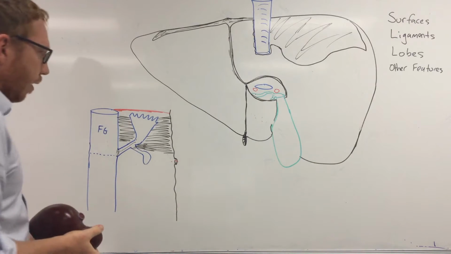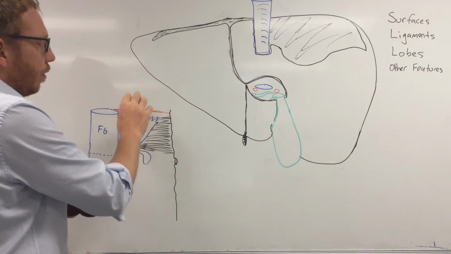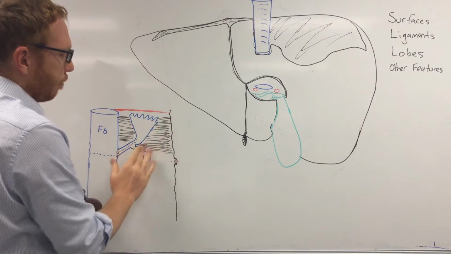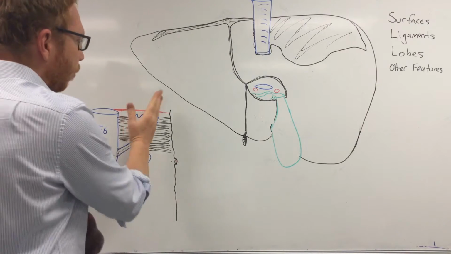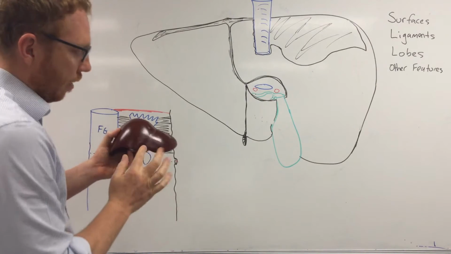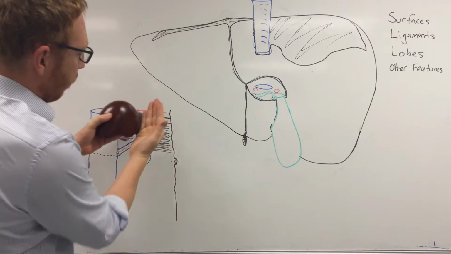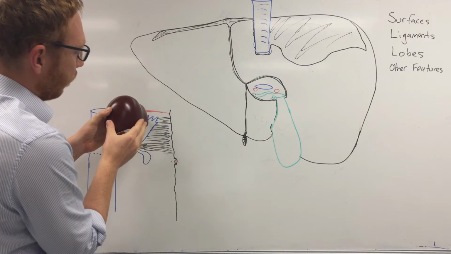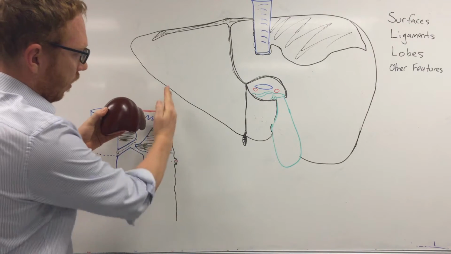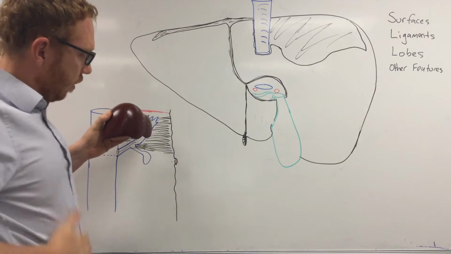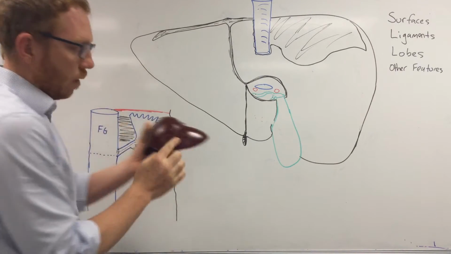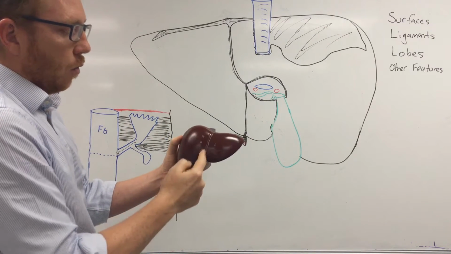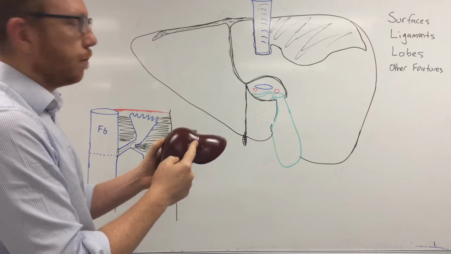Okay? Now, as this grows and gets bigger and bigger, it takes up most of the space of that ventral mesentery. But the remnant that is left is this ligament here. So that's where the liver's growing like so. There's the anterior abdominal wall, like so. And where that ventral mesentery once was, is this area here, which is the falciform ligament.